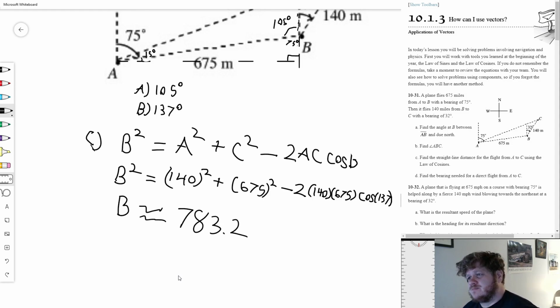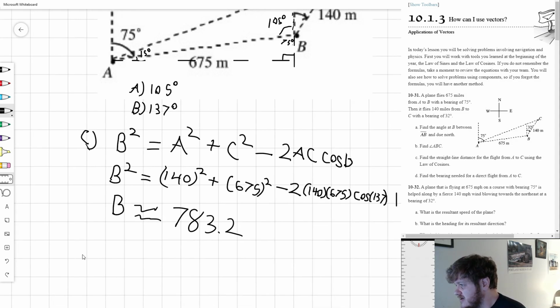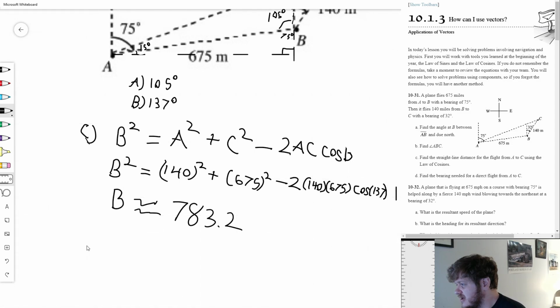Now, what we need to do is figure out the angle that it went at, which is part D. We figured out C, which was the distance. Now we need to figure out the angle.